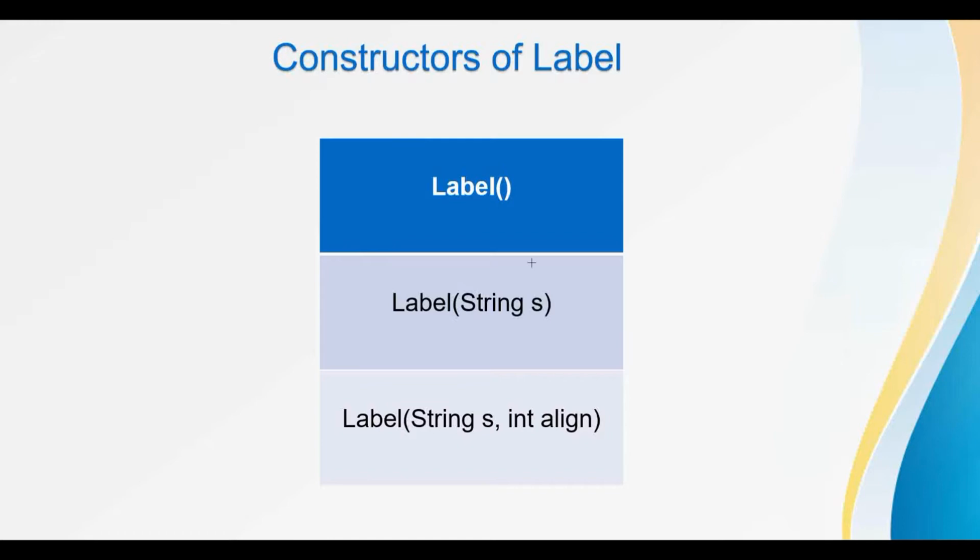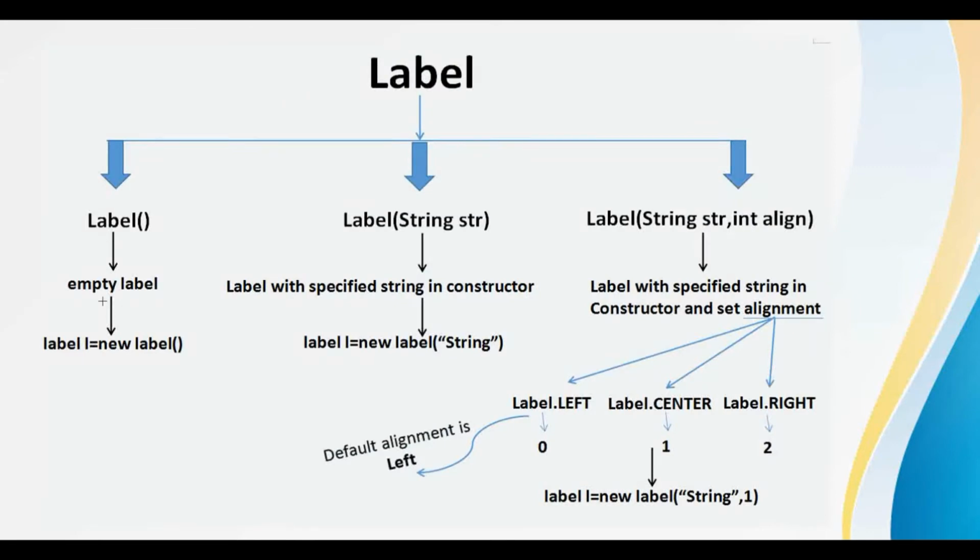AWT provides three constructors of the label class. First is label without a parameter. Second is label with a parameter as a string. Third is label with two parameters, string and integer. The first constructor is an empty label, that is, without a label name. Here is the example of the first constructor. In the second constructor, there is a string parameter in which the specified string is the text of the label. Here is an example of the second constructor.